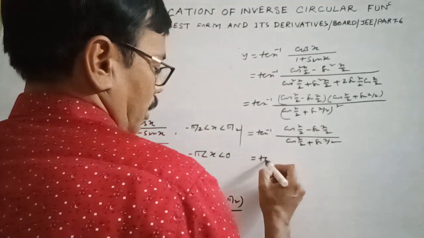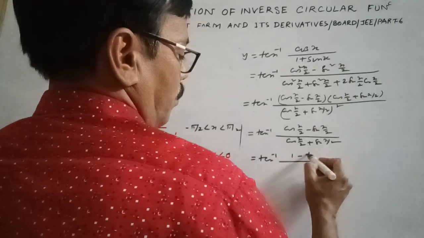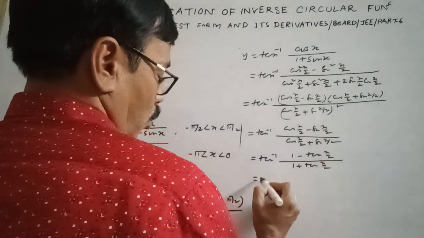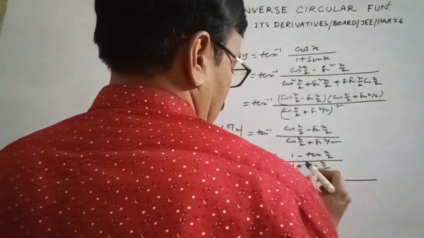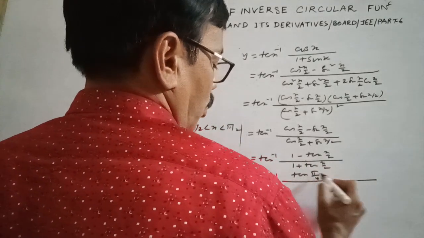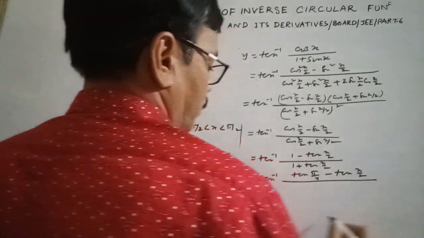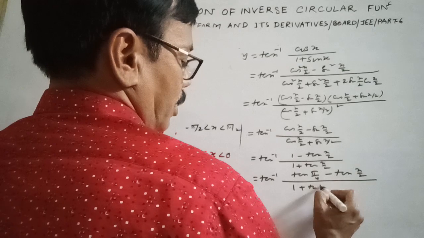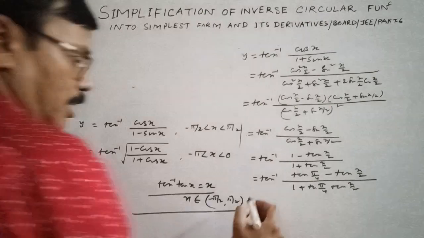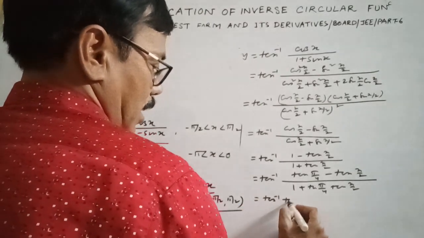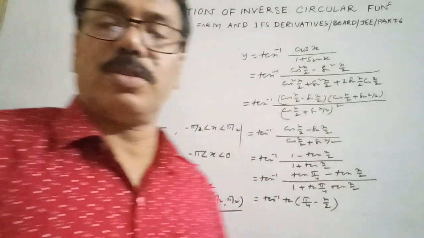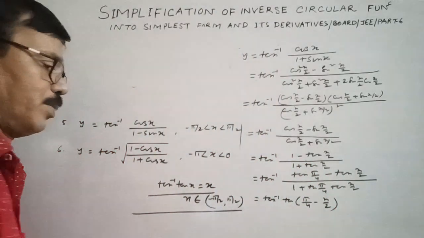So this is tan inverse, dividing by cos, 1 minus tan x by 2, 1 plus tan x by 2. Now what is our main aim? To express it in terms of formula of tan. So tan A minus tan B. For 1 you can write tan pi by 4, and this one I am saying tan pi by 4 into tan x by 2. So this is tan inverse tan pi by 4 minus x by 2.